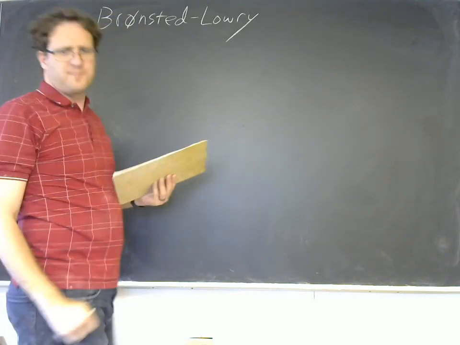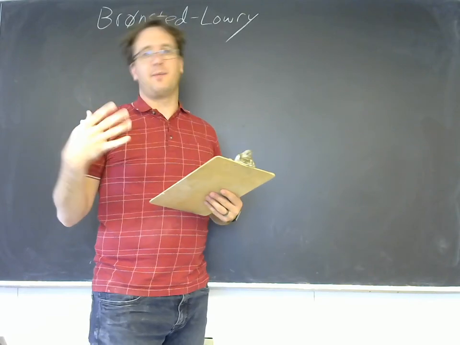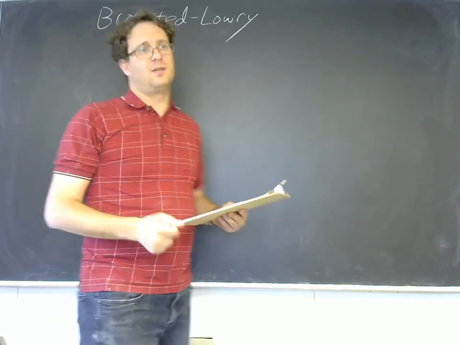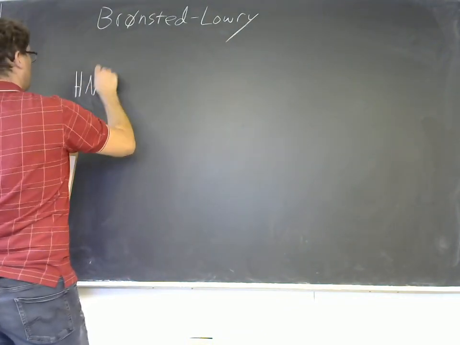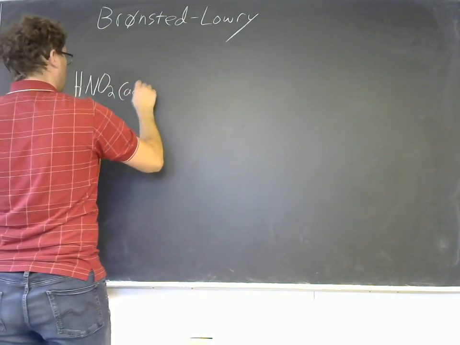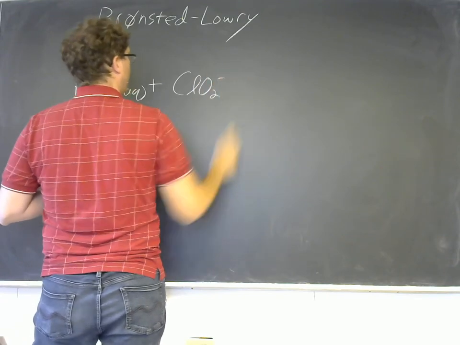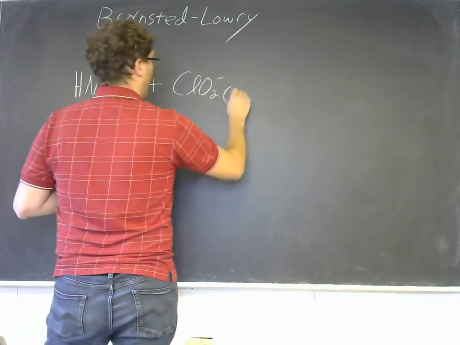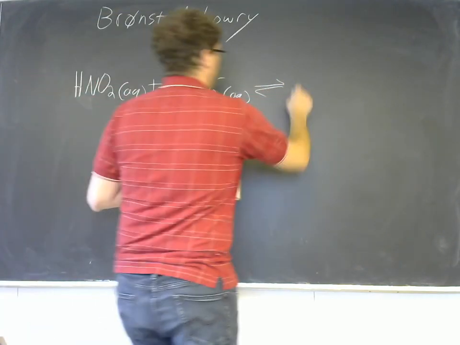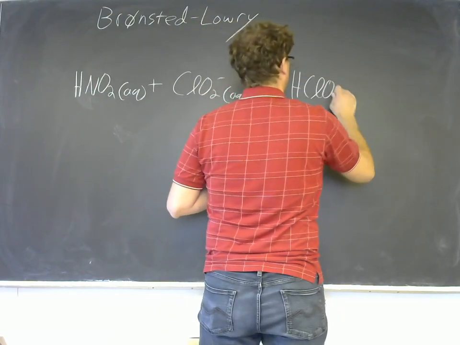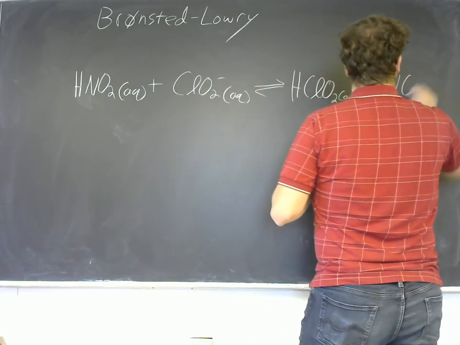Okay, so before we tell you exactly what the Bronsted-Lowry definition is, let's demonstrate where the Arrhenius definition begins to fail. If I take something like HNO2 and I react it with something like ClO2 minus, the chlorite ion, this will be an equilibrium reaction with products of HClO2 plus nitrite, NO2 minus.